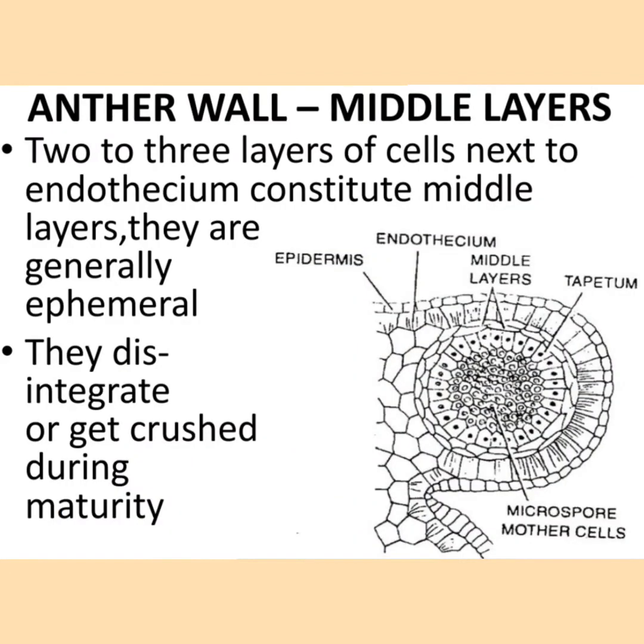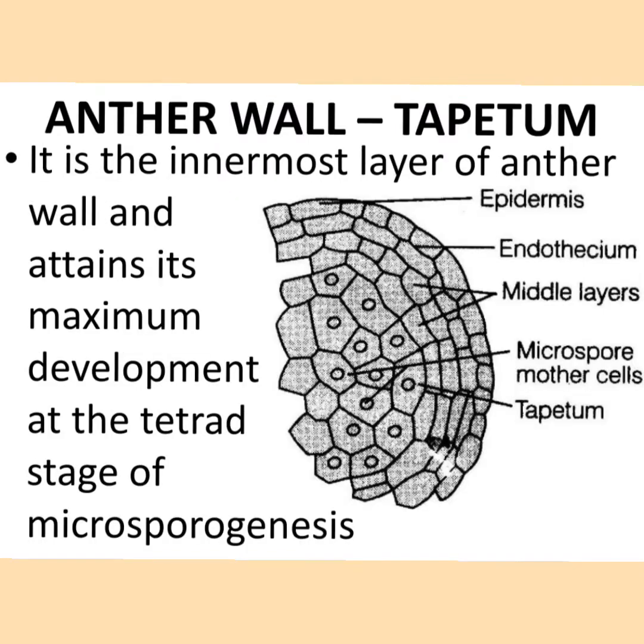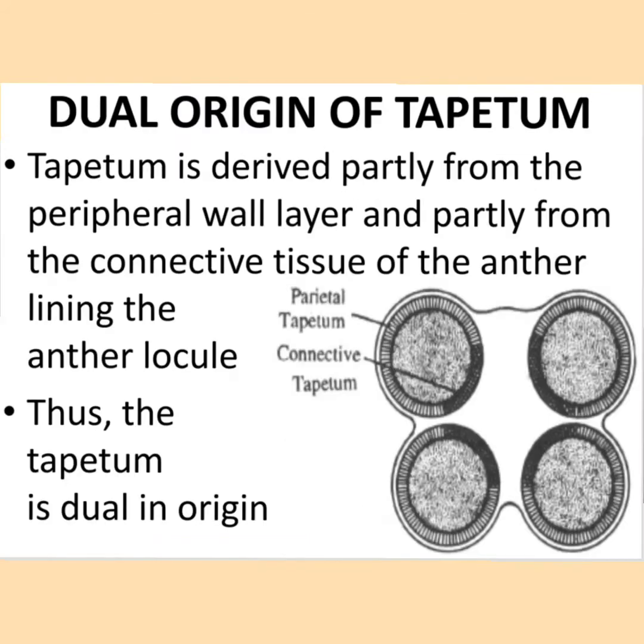Now the middle layers of the anther wall. 2 to 3 layers of cells next to the endothecium constitute the middle layers. They are generally ephemeral. They disintegrate or get crushed during maturity. The tapetum is the innermost layer of the anther wall and attains its maximum development at the tetrad stage. Now, it is considered that the tapetum is dual in origin. Partly it is derived from the parietal cells and partly from the connective tissues. And thus the tapetum is considered to be dual in origin. You can see from the image and understand it.